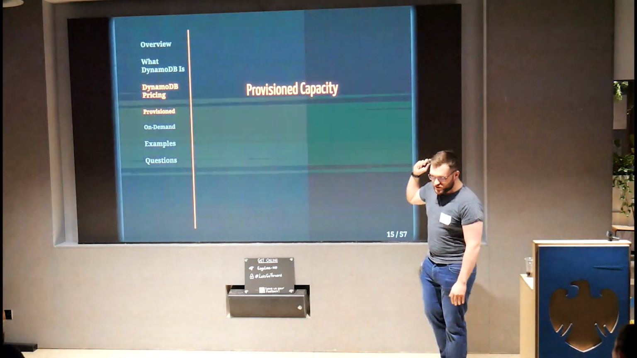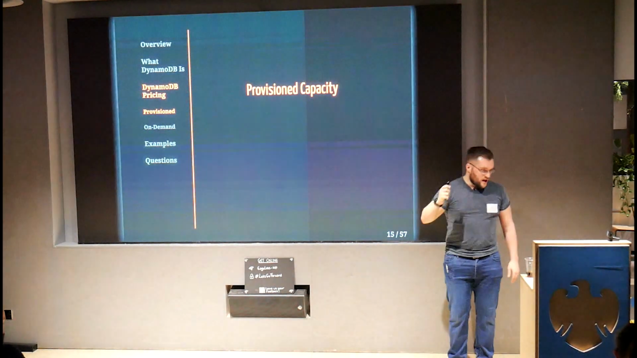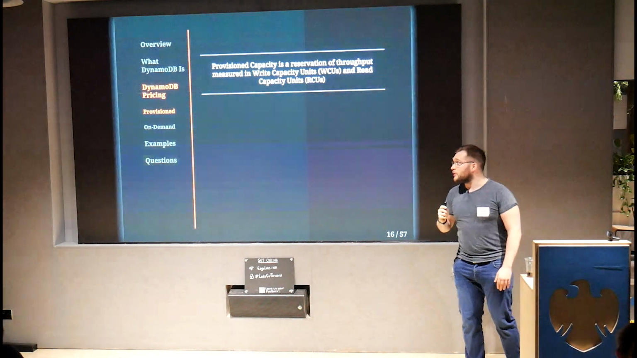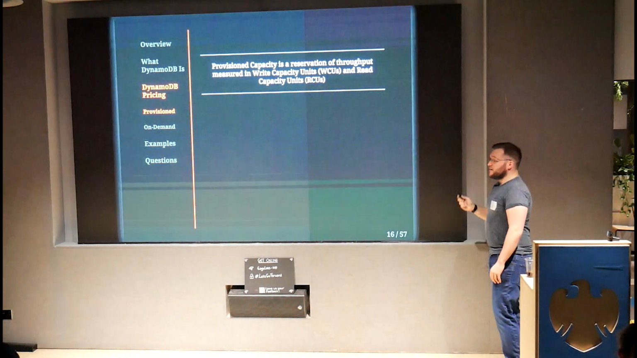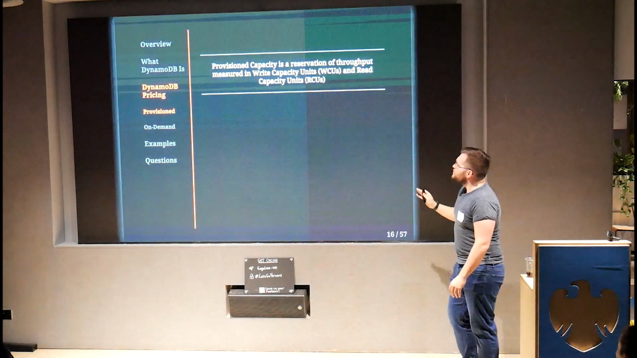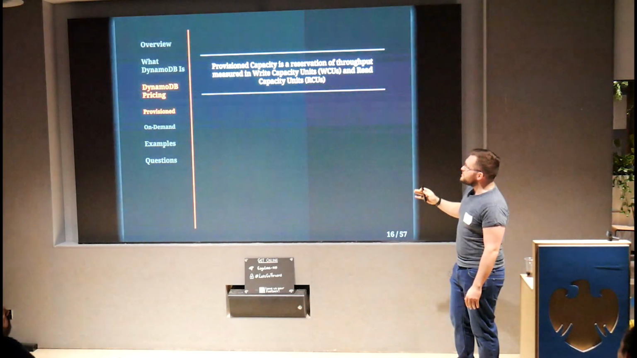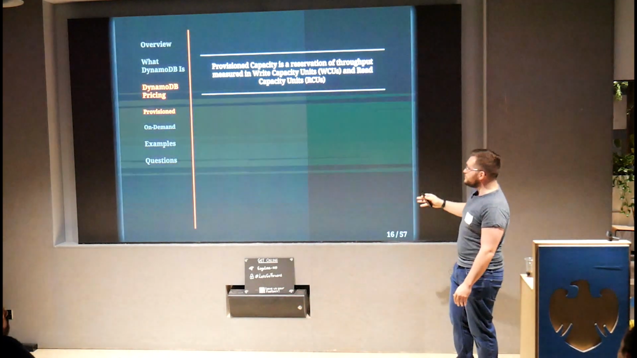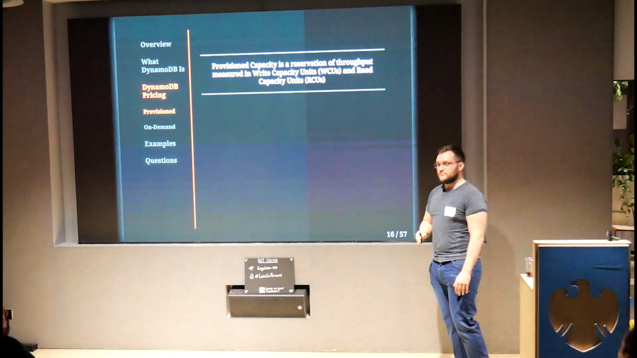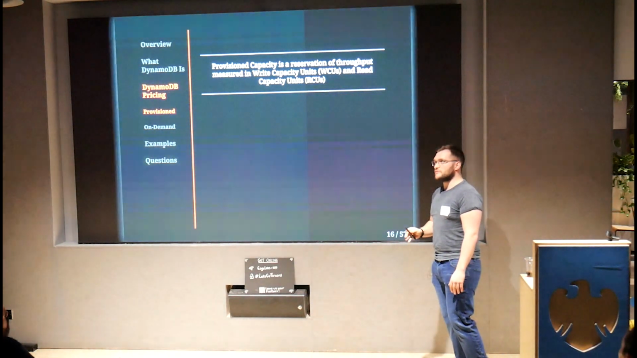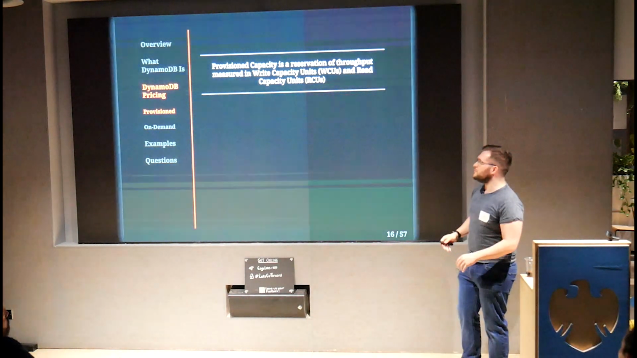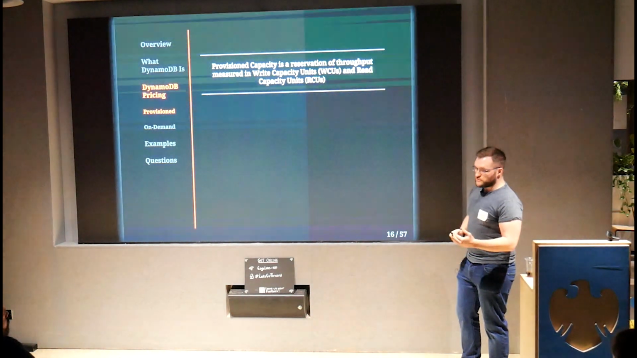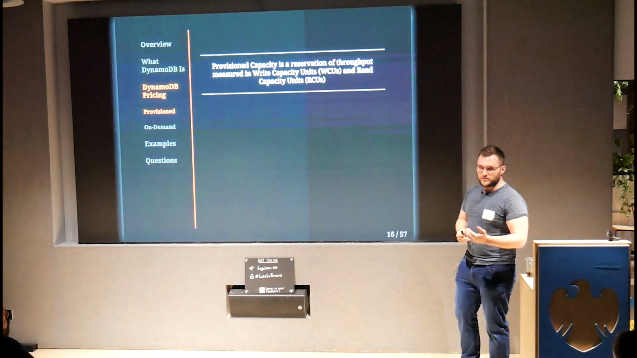Provisioned capacity. So this is the first one we'll have a quick look at, and then we'll have a look at the on-demand. Provisioned capacity, I'm going to have to look at this to read this one. Provisioned capacity is a reservation of throughput measured in write capacity units and read capacity units. And soon we're going to get to read request units and write request units, and it's a little bit muddling. But yeah, you're basically, as I say, reserving a certain amount of throughput.